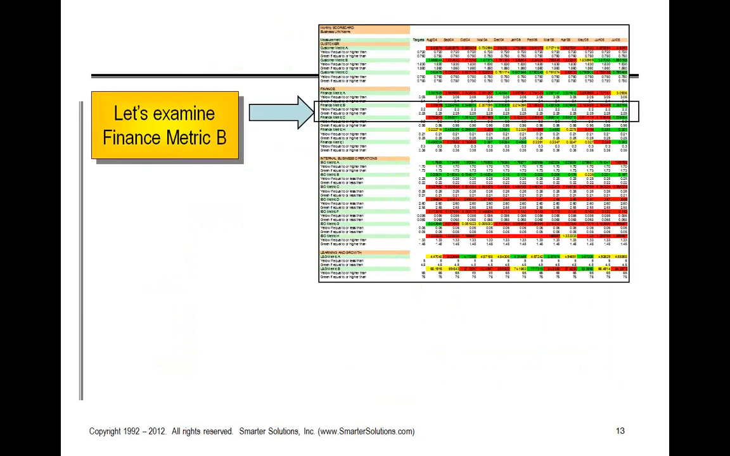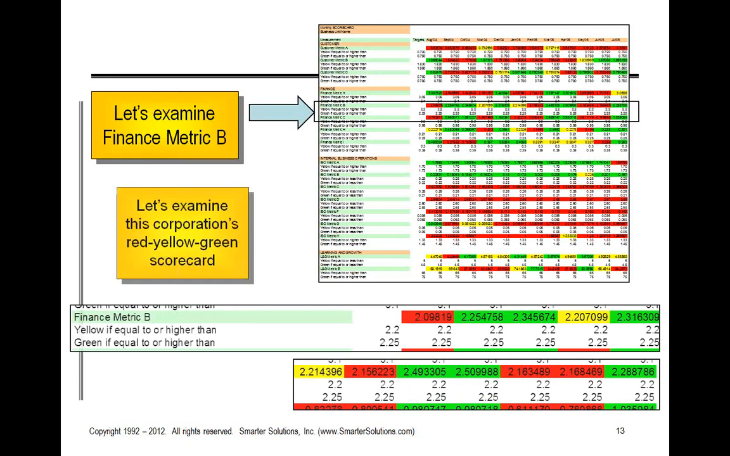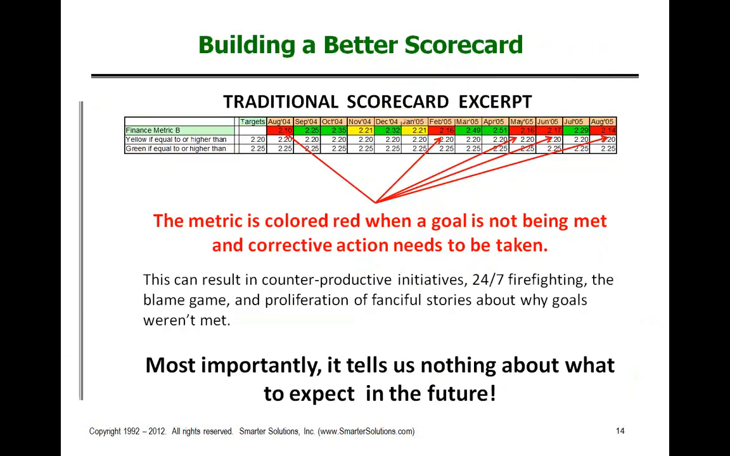We're going to look at one of the metrics, finance metric B. Now, if we notice, it's got 33% red and 50% green. Now, is it common or special cause variability? Well, just looking at the colors, we really just don't know.